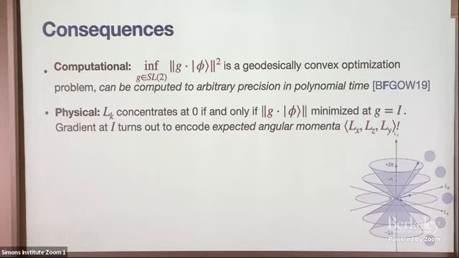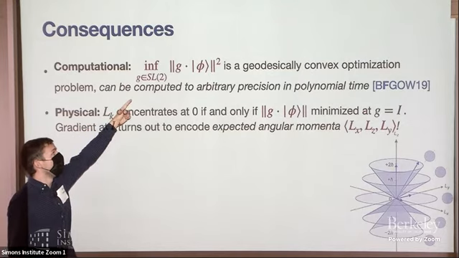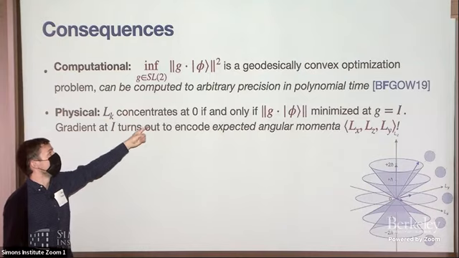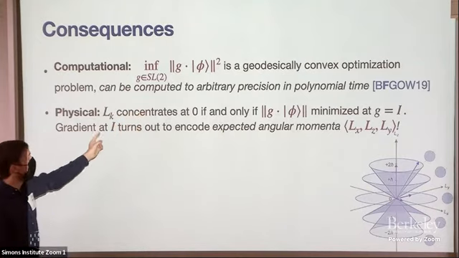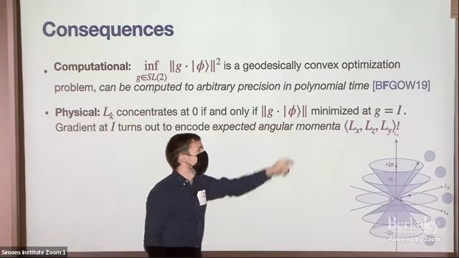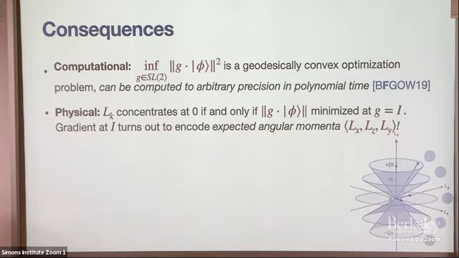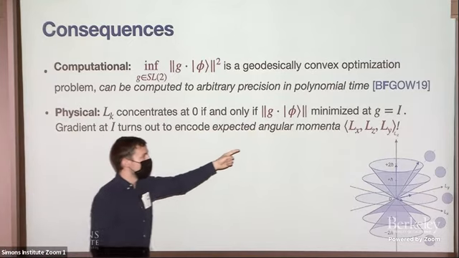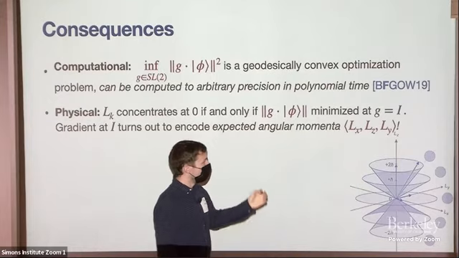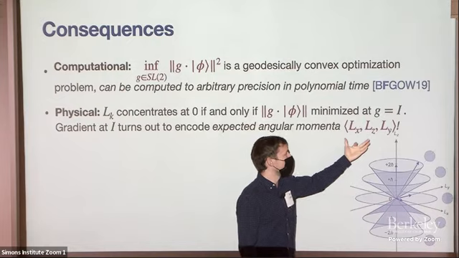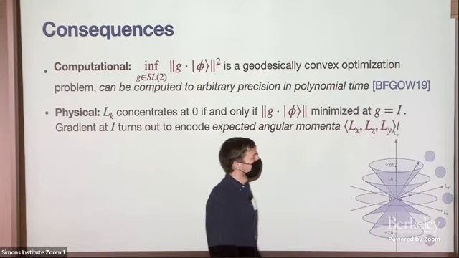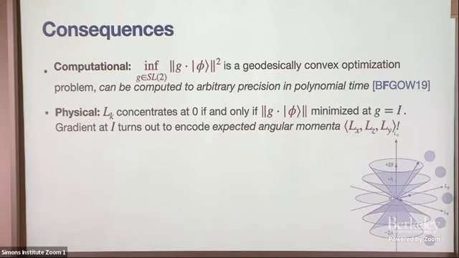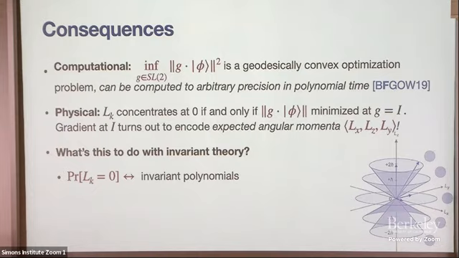What else? Another thing you can say is that because the rate of decay of the probability is this number, the only way that it's going to concentrate at 0 is if this number is 1. So the only way it will concentrate at 0 is if this quantity is already minimized at the identity. It's going to turn out that the gradient of this function at the identity will actually encode these expected directional angular momenta. So the only way you'll get concentration at 0 is if the expected angular momenta of your state are 0. Okay. So it's like you have a random variable that morally has mean 0. That's the only situation in which it's going to concentrate.